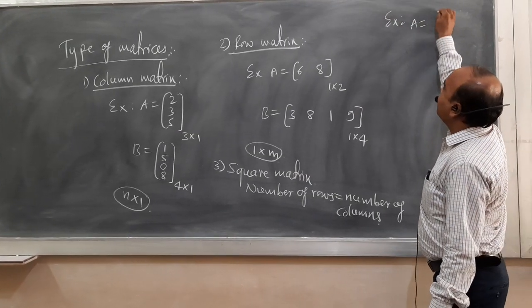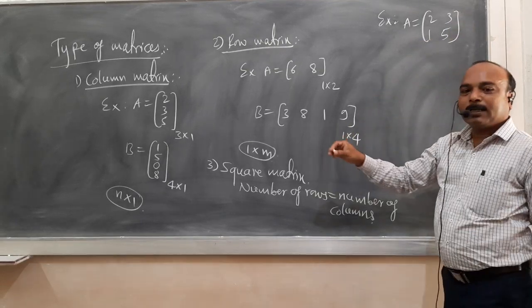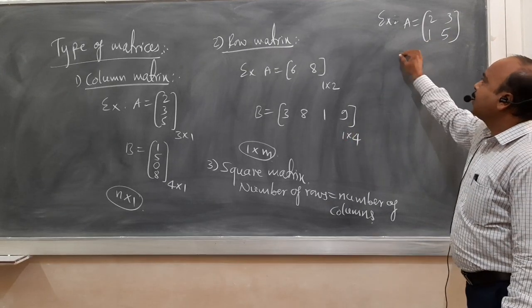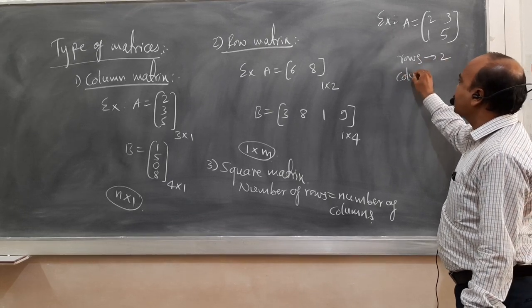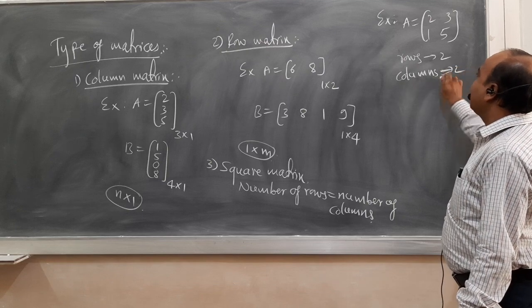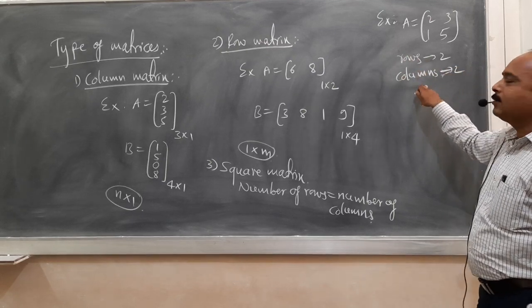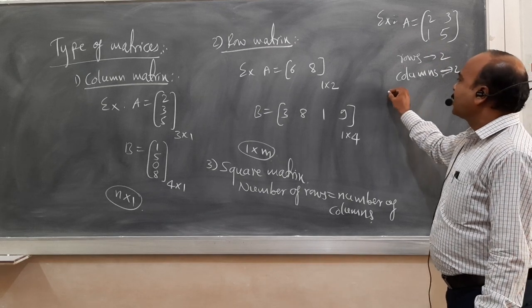Example, A equals 2, 3, 1, 5. It is a square matrix because here the number of rows is 2 and the columns are also 2. Therefore the number of rows equals the number of columns, so it is called a square matrix.